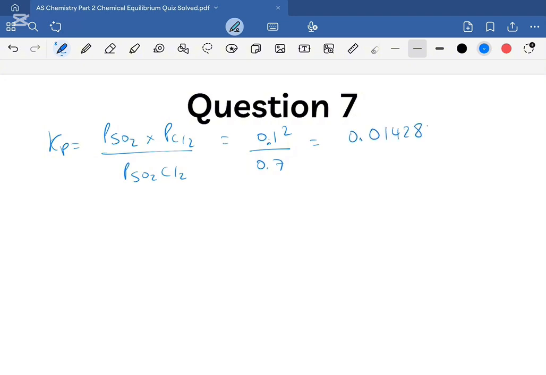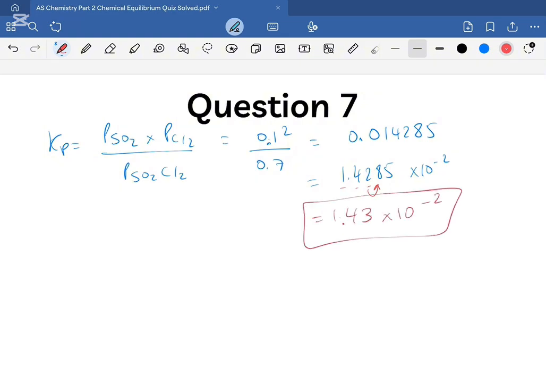0.014285. Now they need the answer in scientific notation, so it's going to be 1.4285 multiplied by 10 to the power of minus 2. Since they need the answer to three significant figures, I'm going to count 1, 2, 3. After the 2, I have 8. 8 is greater than 5, so the final answer is going to be 1.43 times 10 to the power of minus 2, and this is the value of Kp.